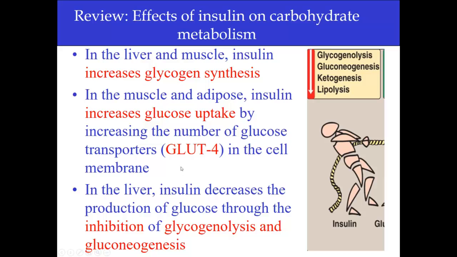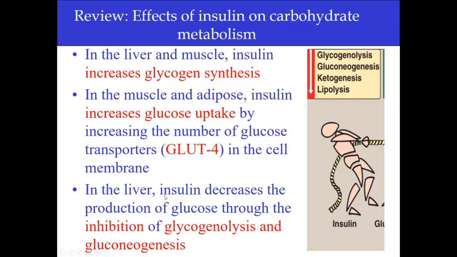So what does insulin do in our liver and muscle? In order to reduce this hyperglycemia, it's going to ask the liver and the muscle to start storing glucose as glycogen. So remove that sugar from the blood and store it as glycogen. In the muscle and the adipose tissue, insulin is going to increase glucose uptake by increasing the number of GLUT4 transporters. So it's going to make more GLUT4 transporters available on the cell membrane in order to facilitate the entry of glucose to the muscle cells and the adipose cells, again to try and correct hyperglycemia.